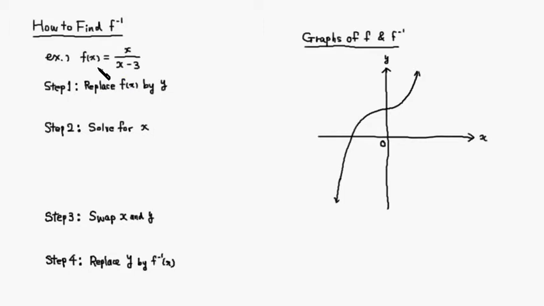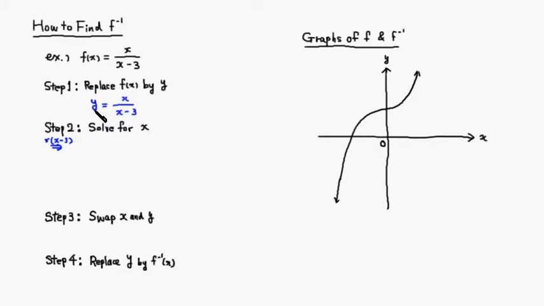Here's the first step: replace f of x by y. We can easily do that. So y is equal to x over x minus 3. Then step 2, solve this equation for x. The first step would be to multiply both sides by x minus 3, so that I can get rid of this denominator.